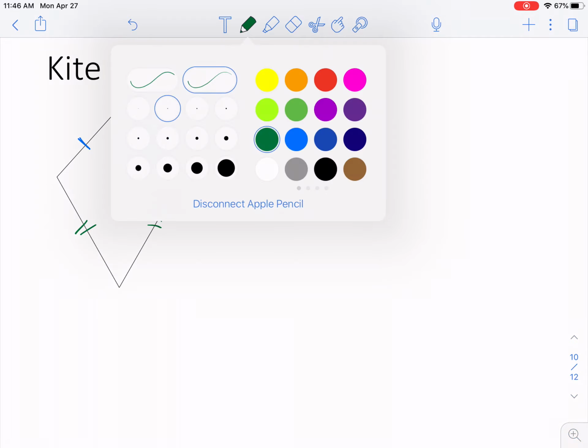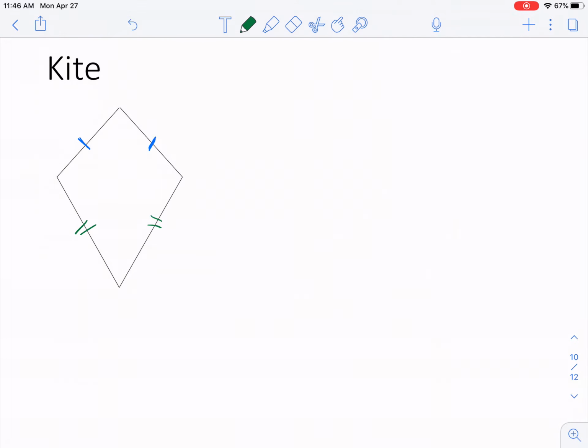So in the kite, let's go red, let's call this A, B, C, and D. AB is congruent to BC, and AD is congruent to CD. Okay? So they are congruent to each other.